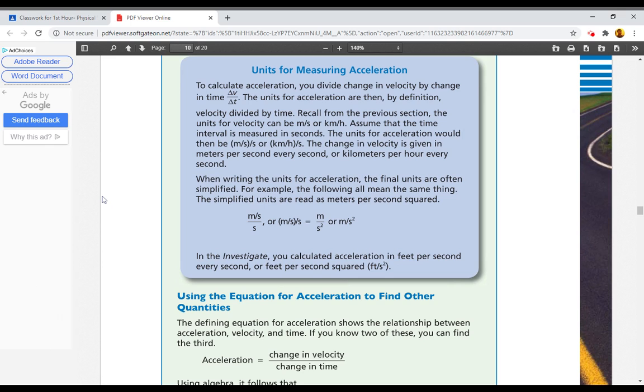When writing the units for acceleration, the final units are often simplified. For example, the following all mean the same thing. The simplified units are read as meters per second squared. All right. Okay, meters per second divided by seconds, meters per second divided by second, so this equals this. Okay. In the investigate, you calculated acceleration in feet per second every second, or feet per second squared.